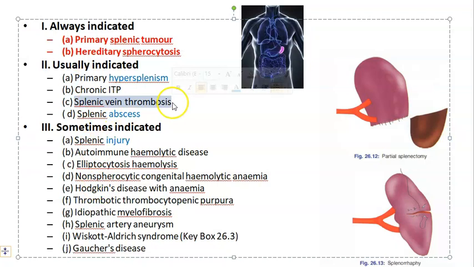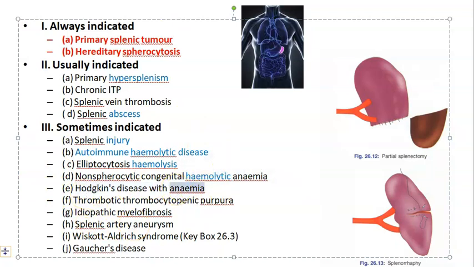Splenic vein thrombosis, something to do with the spleen itself. Then coming to this one, autoimmune hemolytic disease. These people are already destroying their blood cells because of autoimmunity. Then we don't need the spleen. Kind of makes sense. Then hemolysis. Wherever hemolysis is happening for whatever reason, at least stop the spleen from doing hemolysis. Correct. Again hemolysis here. Just remove the spleen. Enjoy life.